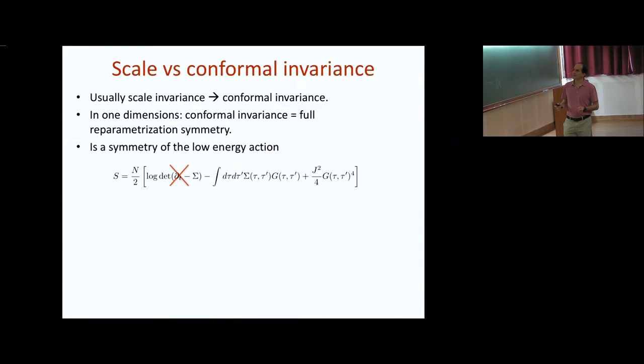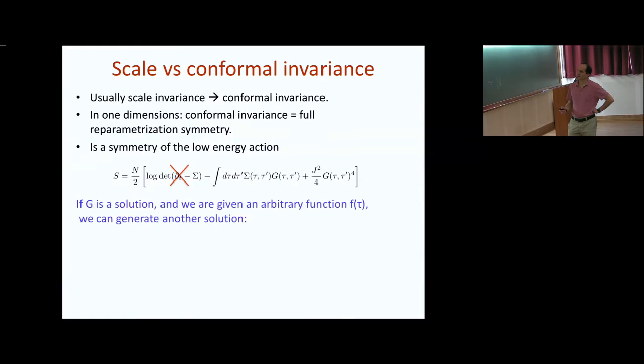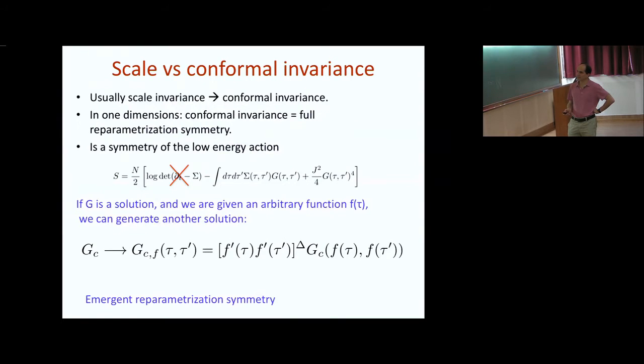And in fact, this is an invariance of this action, of the low energy action. So if we take this action and we neglect this dt, you can argue that this is a reparametrization symmetry of this action. And so if G is a solution and we are given an arbitrary function f of t, then we can generate another solution in this way. Okay, that's what we saw before, and that's a symmetry of this action. And you can view this as an emergent reparametrization symmetry that we have at low energies.